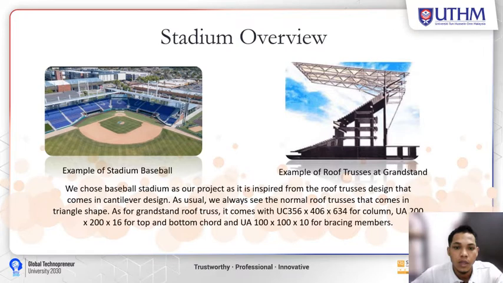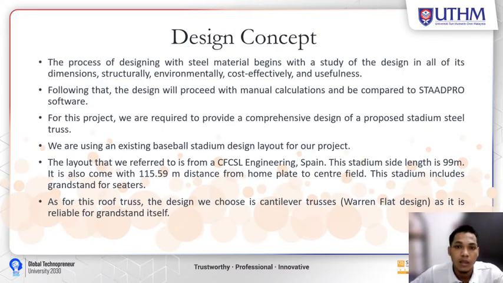As usual, we will always see the normal roof truss that comes in a triangle shape. As for the grandstand roof truss, it comes with this size and 4 columns, and this size for the top and bottom chord, and this size for the bracing member. And this is the design concept.